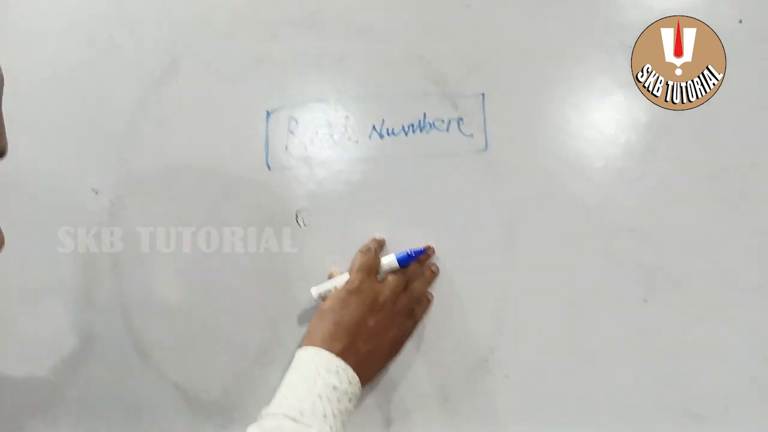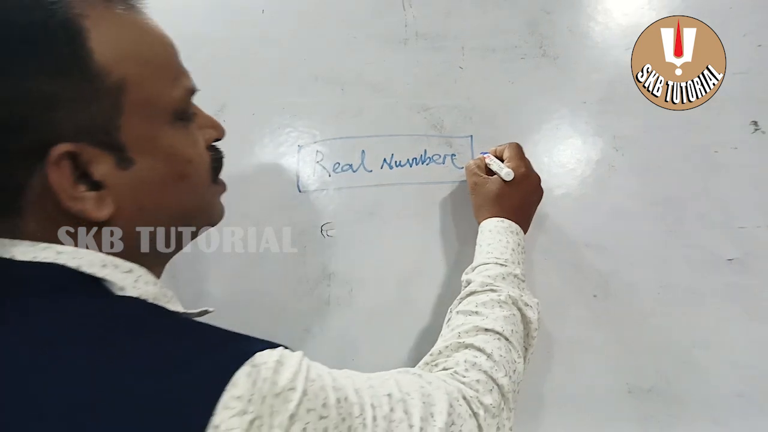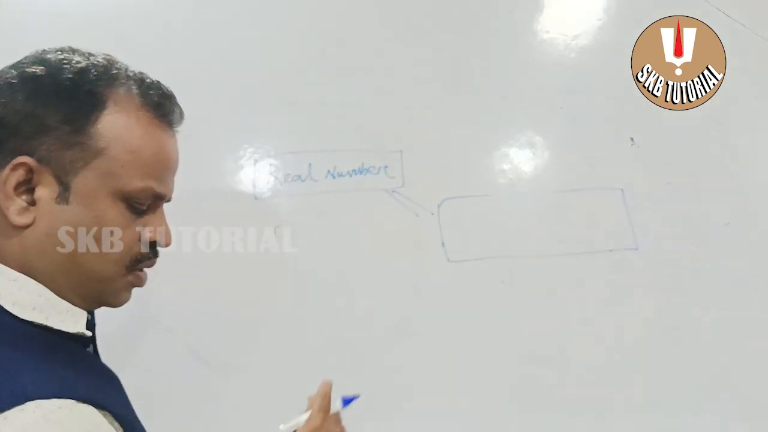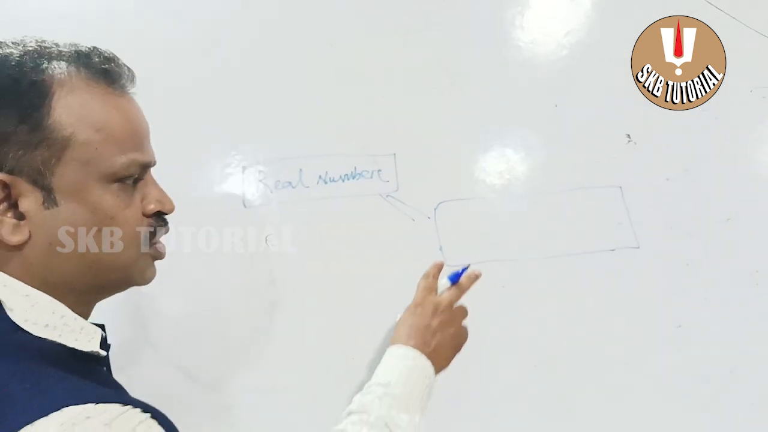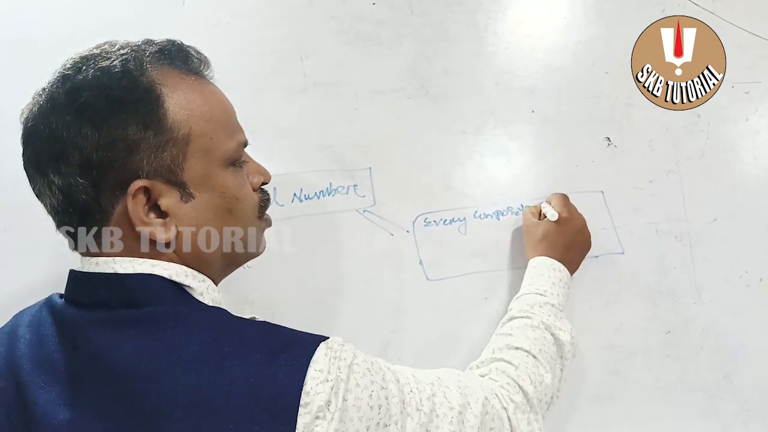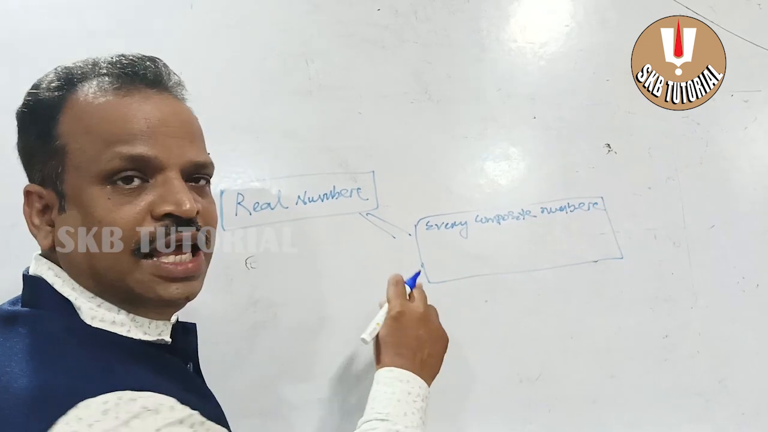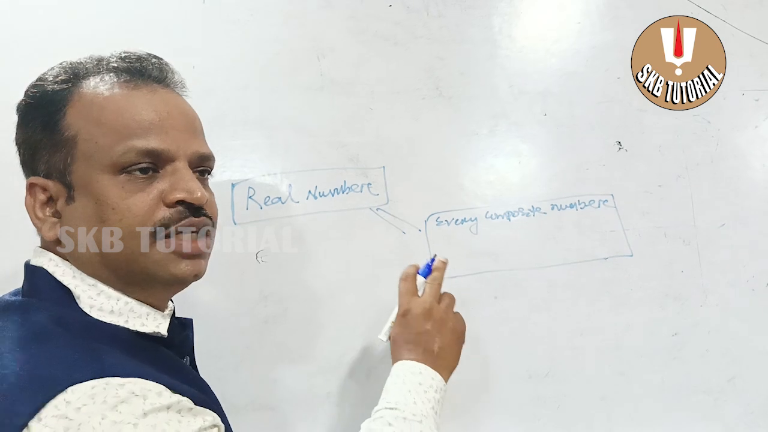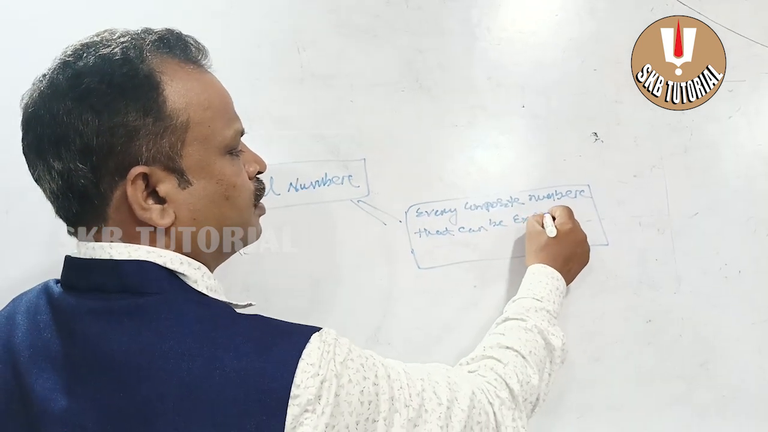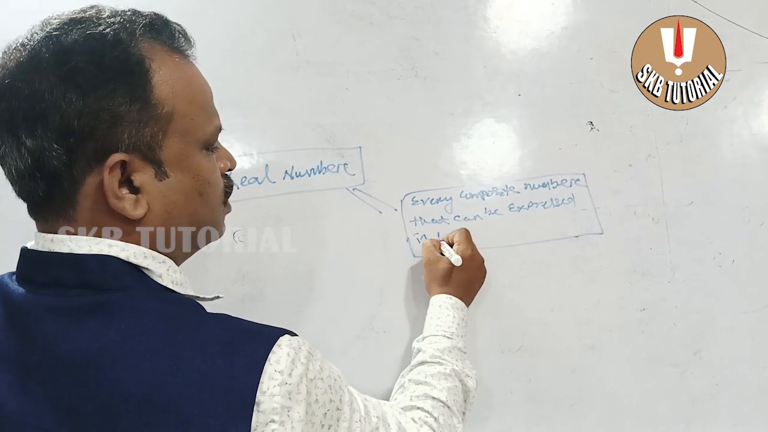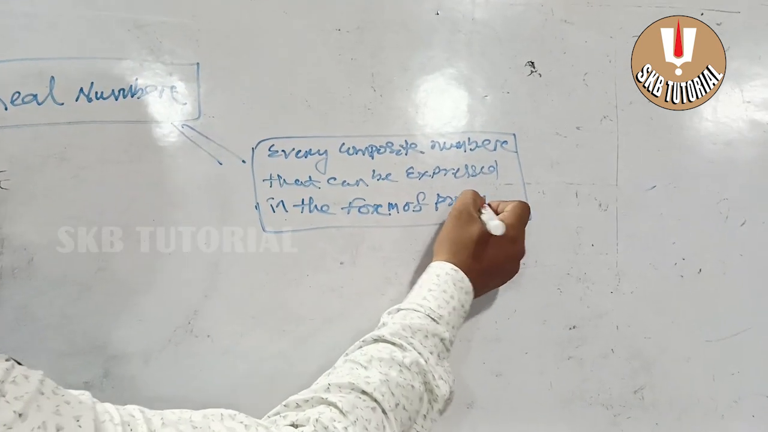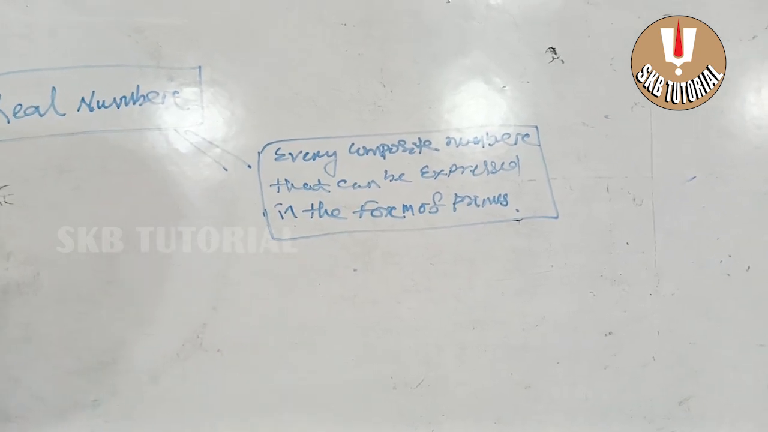In real numbers, we have some concepts. The first is the fundamental theorem of arithmetic: every composite number can be expressed in the form of prime factors, and that is unique. It is one of the fundamental theorems of arithmetic.